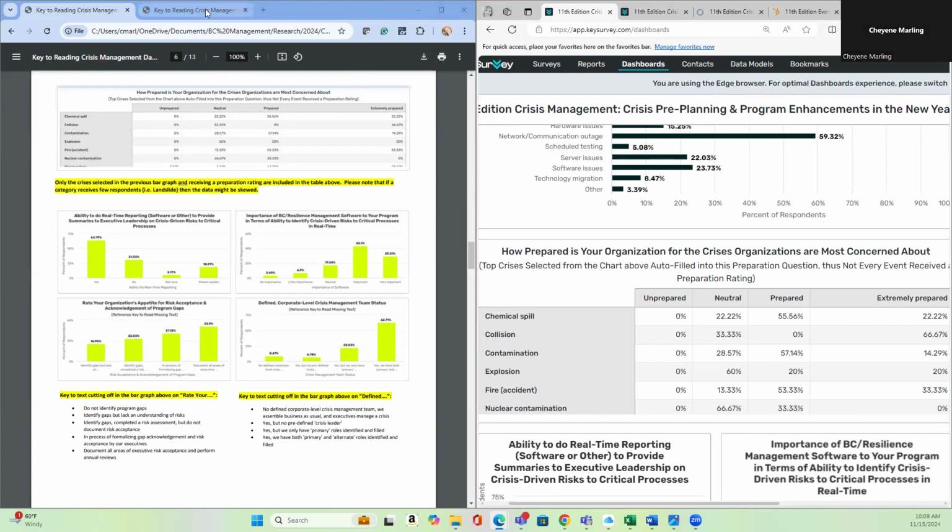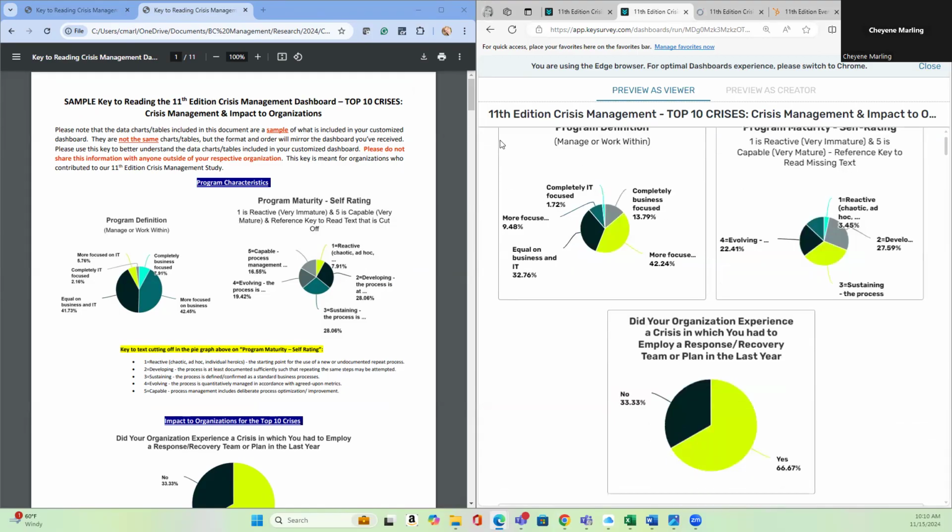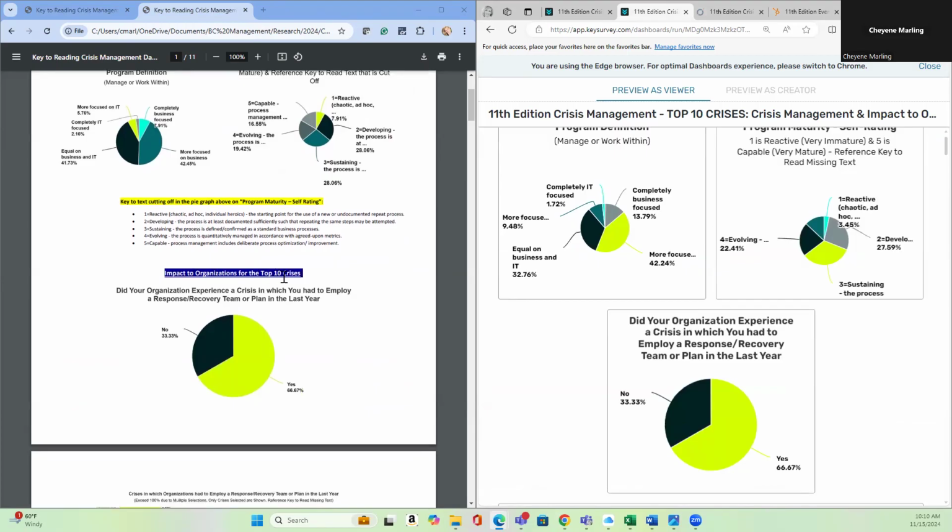I do want to focus on the second dashboard that you would have received. Again, this is focused on the top 10 crises and how those crises impact organizations. Everyone received this exact same dashboard and key. And again, the key is a sample. It's not meant to mirror the dashboard on the other side, but you can see again, the text is missing.